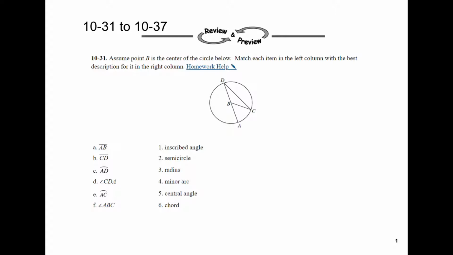So looking at segment AB, I would match that and say AB is the radius. Line segment CD, I would match with CD is a chord, so it's connecting 2 points on the outside of our circle. Arc AD would be a semicircle.